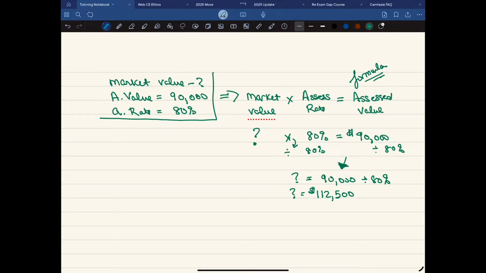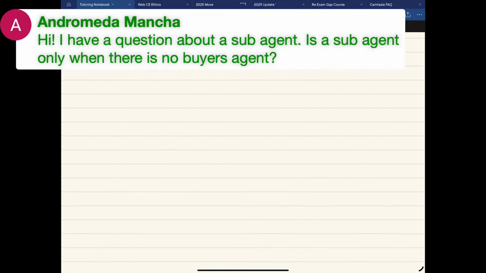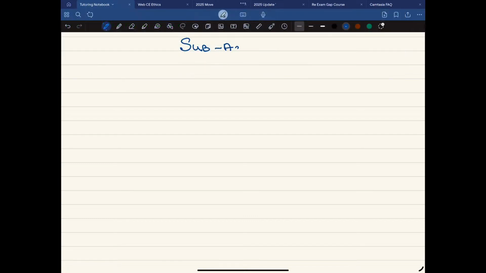Okay, let's see. Our next question is from Andromeda. Is a sub-agent only when there is no buyer's agent? This one is kind of weird to answer. When you say sub-agent, you get two options: option number 1 and option number 2.